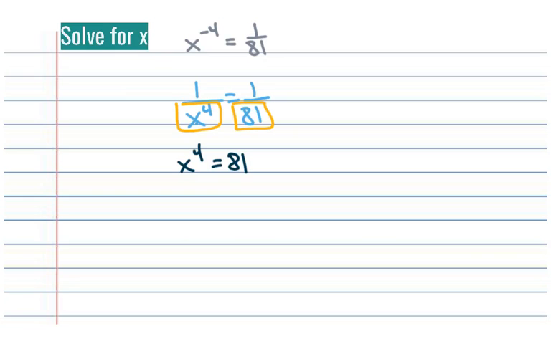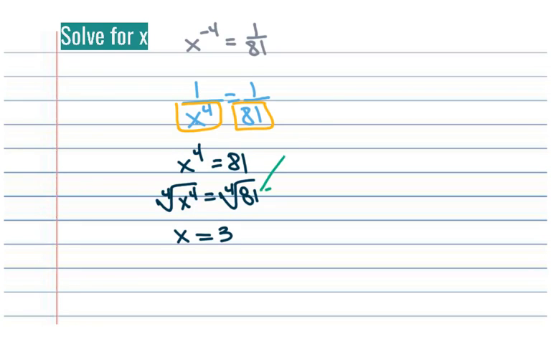I want to get x all by itself, so if I have x to the 4th, I need to take the 4th root of x to the 4th. And if I do it to one side of the equation, I have to do it to the other side of the equation. When I take the 4th root of x to the 4th, that's going to leave me with x. And if I put into my calculator the 4th root of 81, I'm going to get 3.